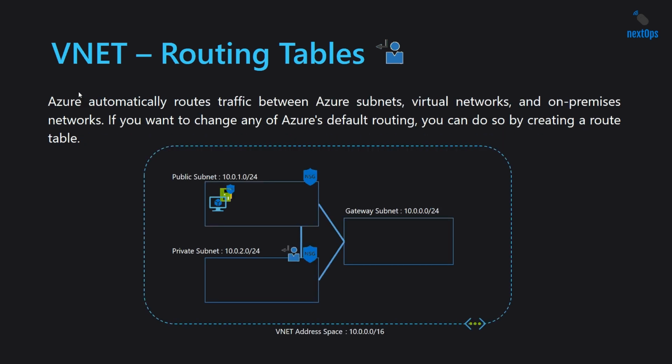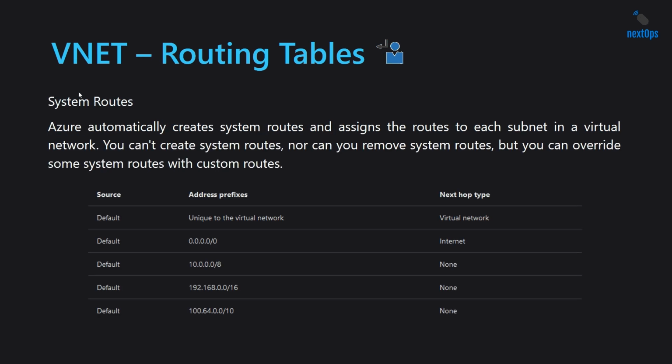Azure automatically routes traffic between Azure subnets, virtual networks, and on-premises networks. Azure accomplishes this by using system routes. If you want to change any of Azure's default routing, you can do so by creating a routing table. Azure automatically creates system routes and assigns the routes to each subnet in a virtual network. You can't create system routes, nor can you remove them, but you can override some system routes with custom routes, in other words, user-defined routes. As you can see from the table below, this is how system routes look.